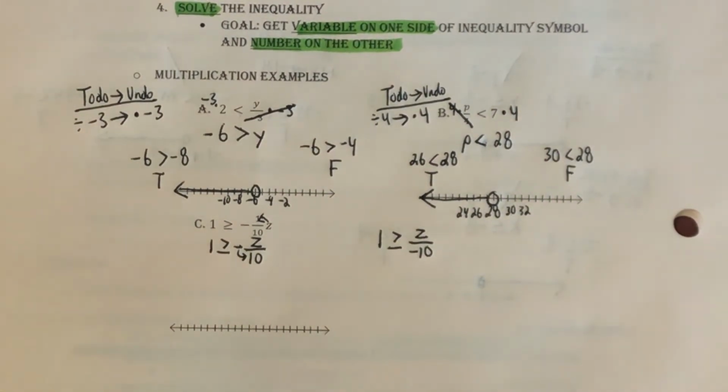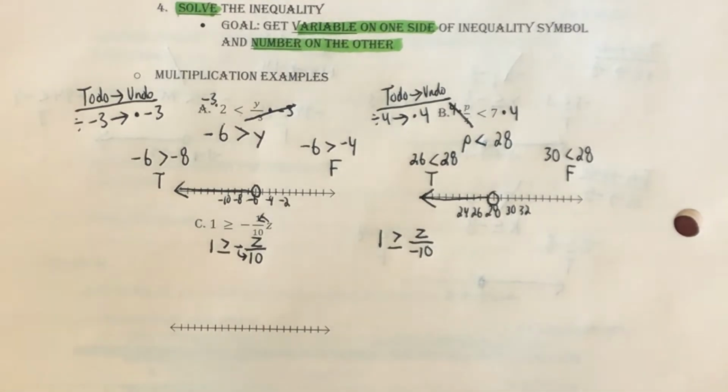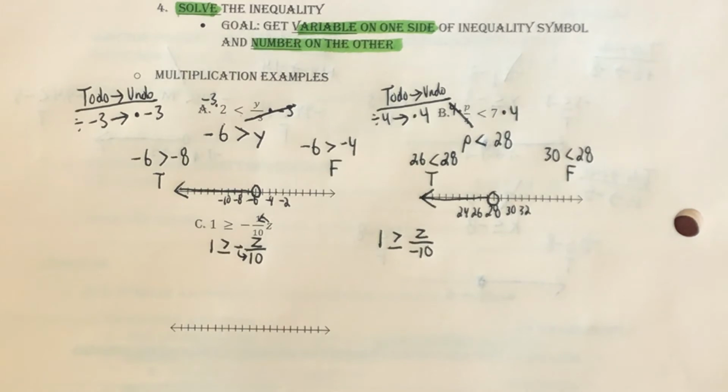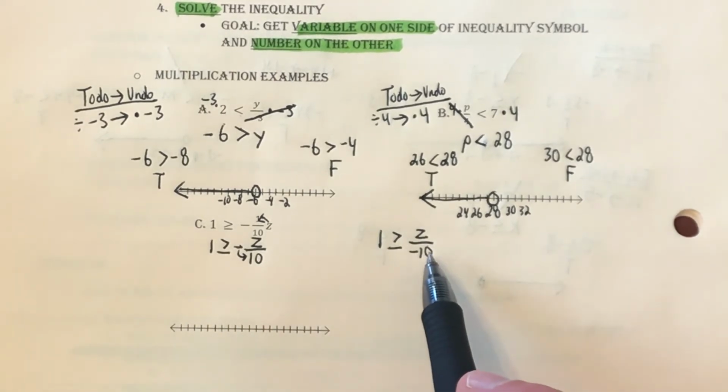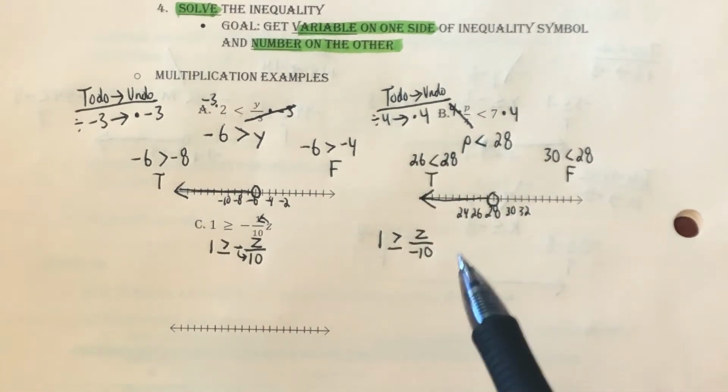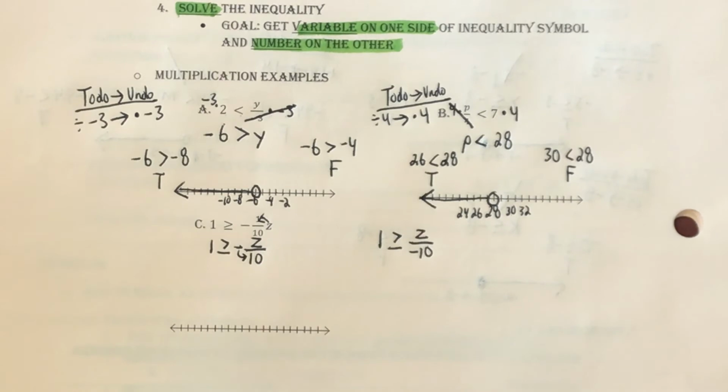And that's completely legal. That means the exact same thing as what you just saw initially, which was -1/10 times z. But now it looks much simpler, and it's a lot easier to follow what we need to do because it looks just like the problems that we've been solving. So from here, I would encourage you to try to solve this one on your own, then check your answer with mine. So I've got 1 is greater than or equal to z divided by -10.